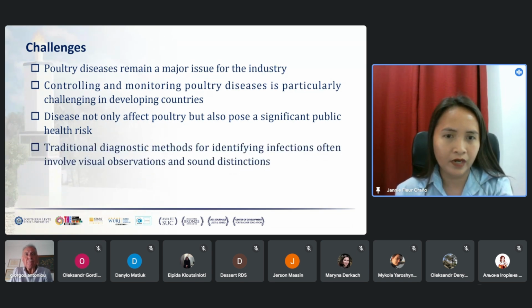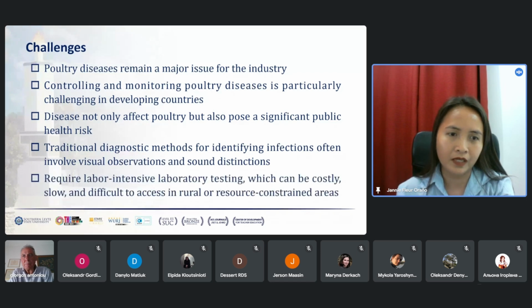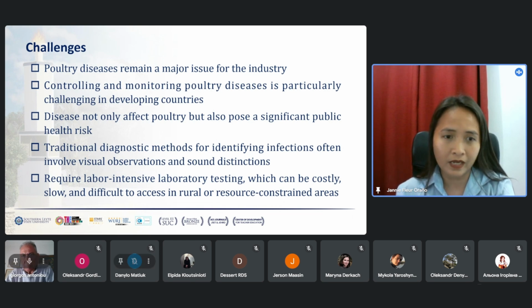Traditional diagnostic methods for identifying infections in poultry involve visual observations and sound distinctions, and these approaches are quite subjective. Thus, we need to automate this process using machine learning and other algorithms to avoid bias in decision making. Also, large scale production and monitoring of poultry requires labor intensive laboratory testing, which can be costly, slow, and difficult to access in rural or resource constrained areas.